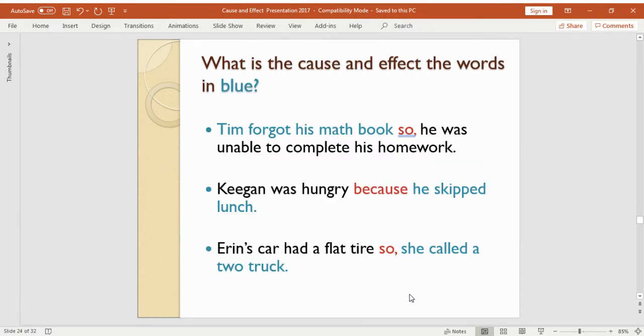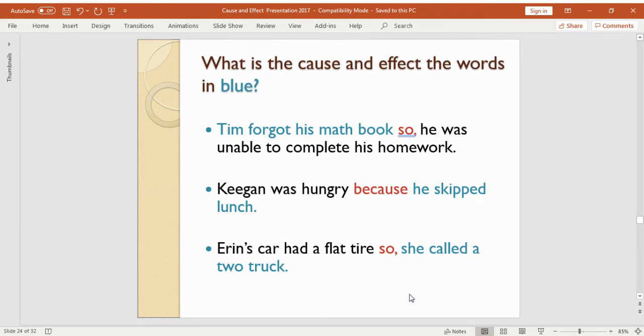Now, we're going to look at some passages in very short sentences. And if you notice, there are words in blue. Those words in blue, we're going to decide, are they cause and effect? Now, I would like for you to grab a piece of paper and pencil real quick and see if you get your answers correct. Looking at number 1, you are going to have to decide.